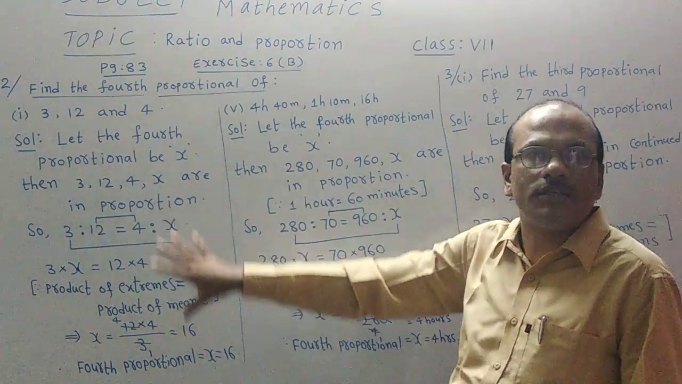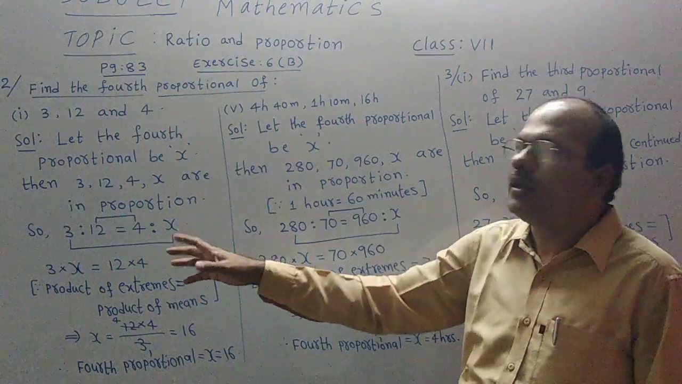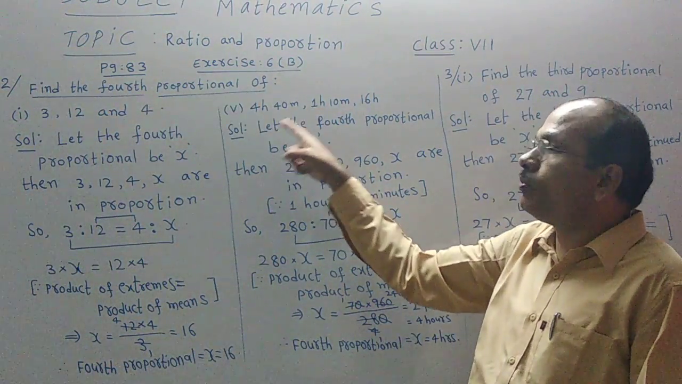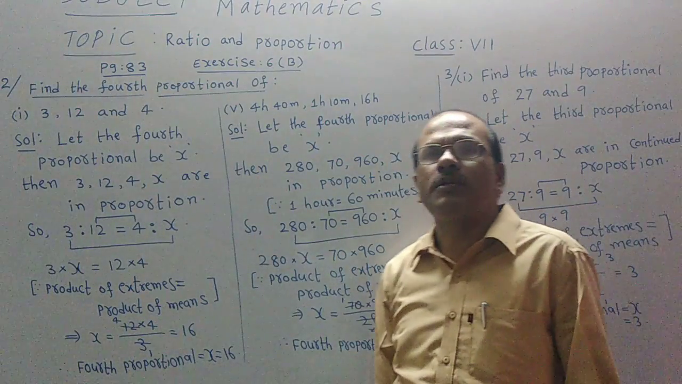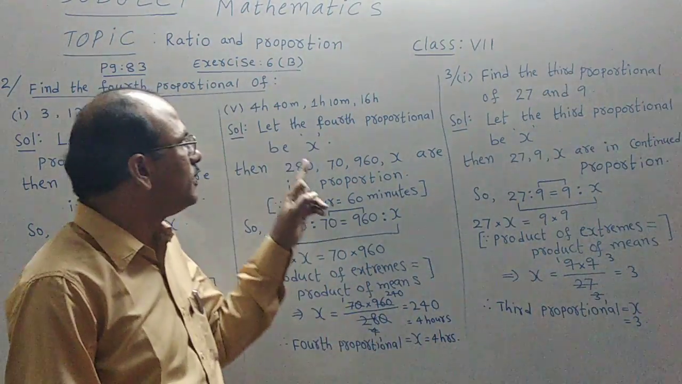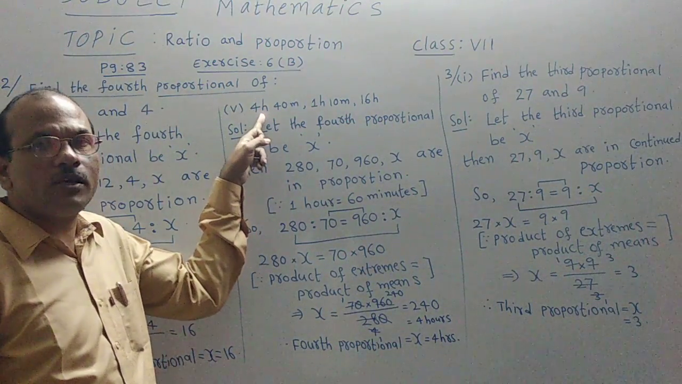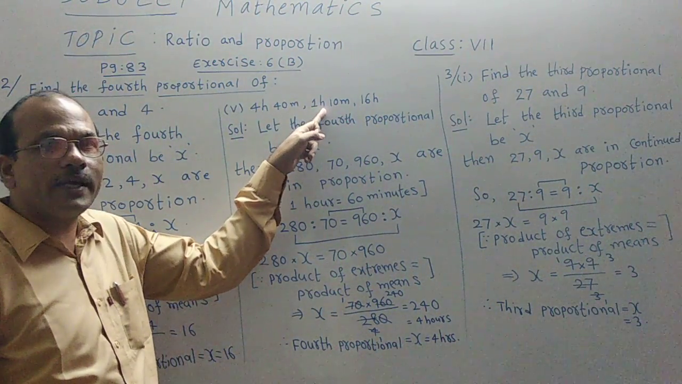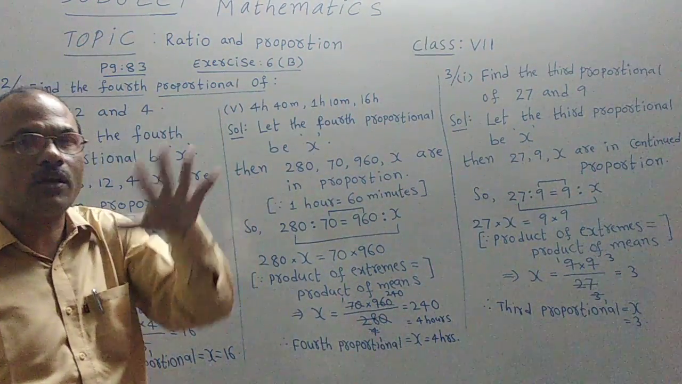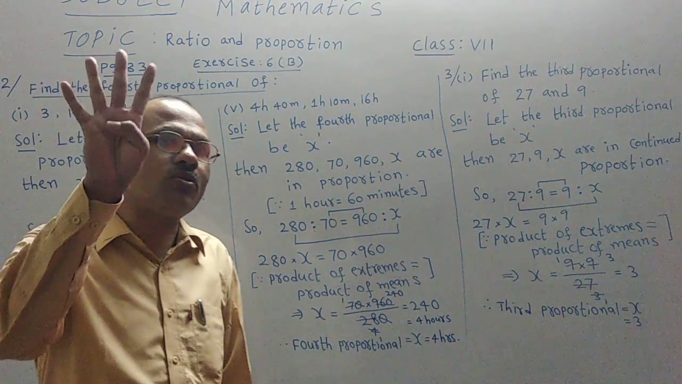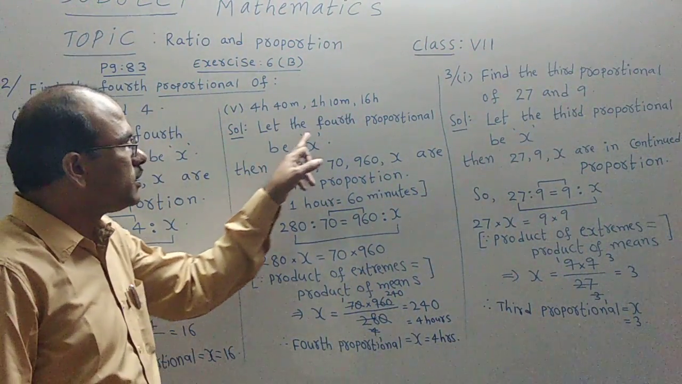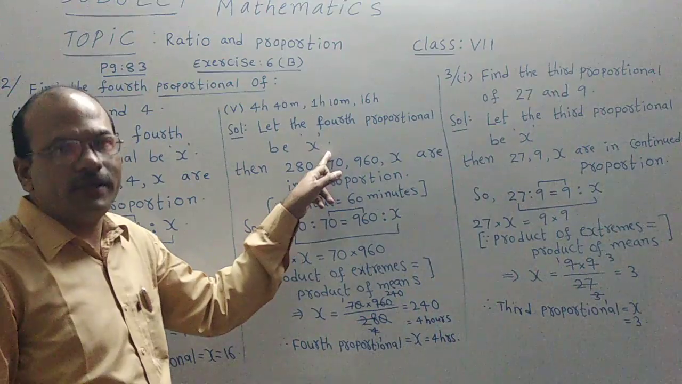I hope this is easy and understood by everyone, and we will go to the same second question. In the fifth bit I want to teach, because all the bits are of the same model. Let us see that part. All of you look at this fifth bit: 4 hours 40 minutes, 1 hour 10 minutes, 16 hours. Three quantities are given. The fourth quantity, or fourth proportional, we have to find out. Let the fourth proportional be x.